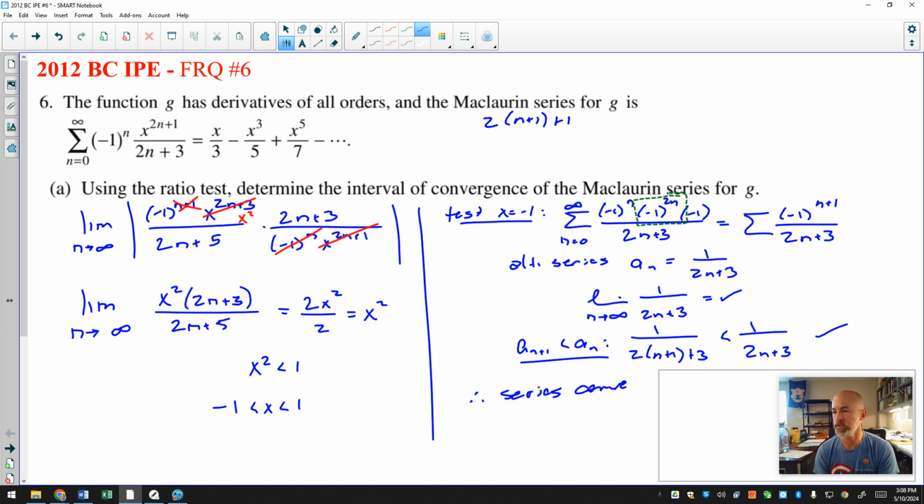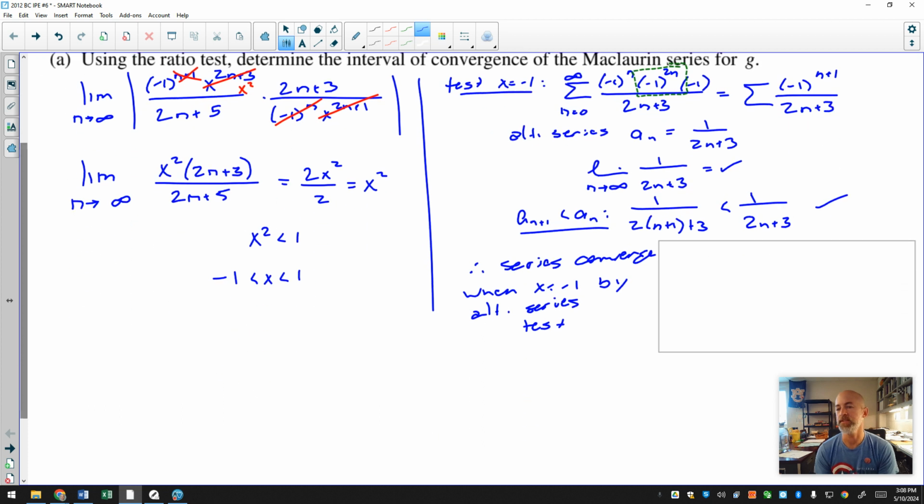That says it converges when x equals -1 by the alternating series test. Then we have to test the other endpoint. So now I also need to test 1. So I think I'll come down here and I'm going to test x equals 1.